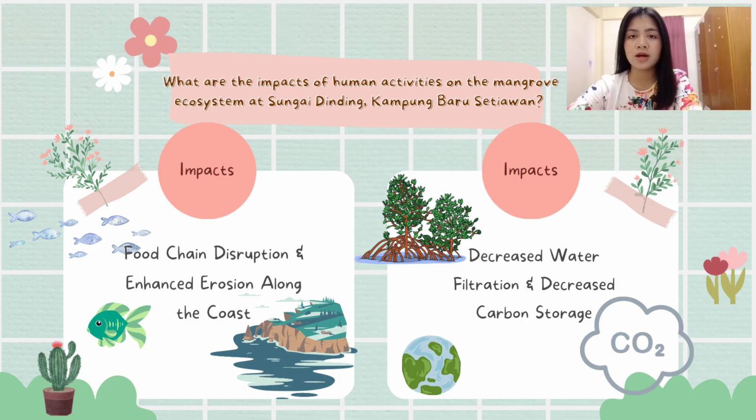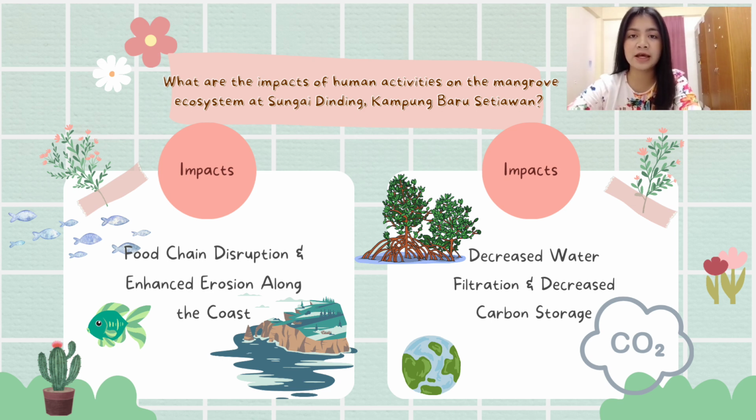Thank you. Now, what are the impacts of human activities on the mangrove ecosystem at Sungai Dinding, Kampung Setiawan? The first impact is food chain disruption. The loss of any species in the ecosystem has a ripple effect. With fewer fish in the nursery, there is less food for larger predators, impacting the entire food chain.